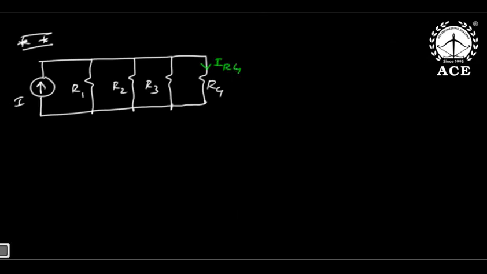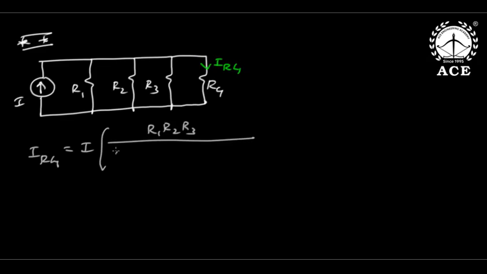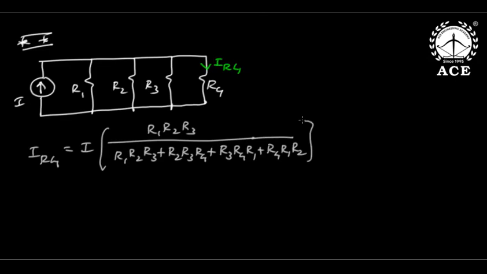Then what to do? This IR4 will be total current into first product of remaining three, R1, R2, R3, by sum of products: R1, R2, R3 plus R2, R3, R4 plus R3, R4, R1 plus R4, R1, R2. Like that. Similarly for capacitors, you can write.